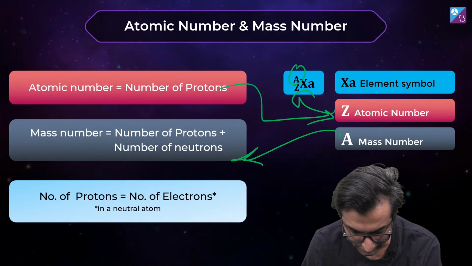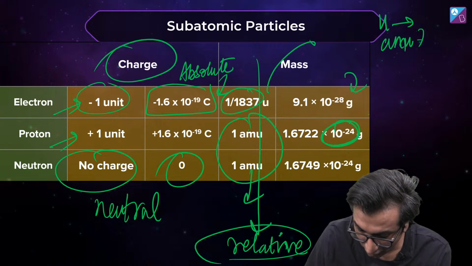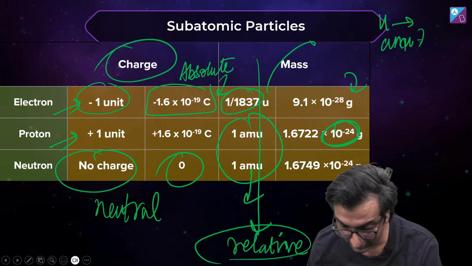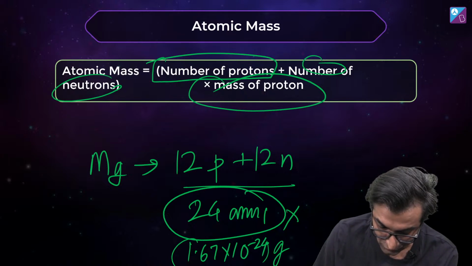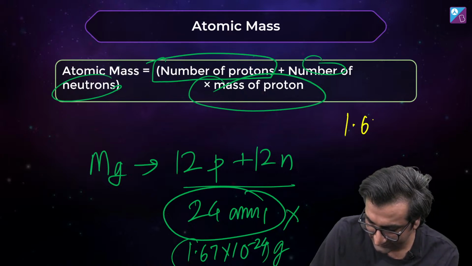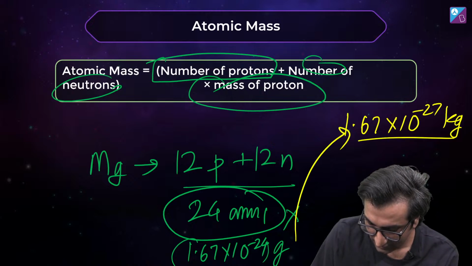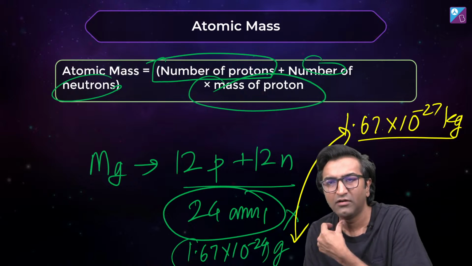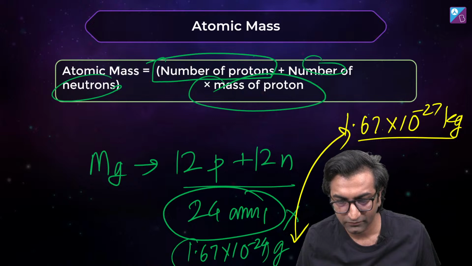Here it is 10 power minus 24 gram, and how will you convert it into kilogram? Get used to converting these things quickly, okay? Into 10 power minus 24 gram, which is the same as 1.67 into 10 power minus 27 kilogram. Both things are the same. Are you guys okay with this? Let's do this properly.